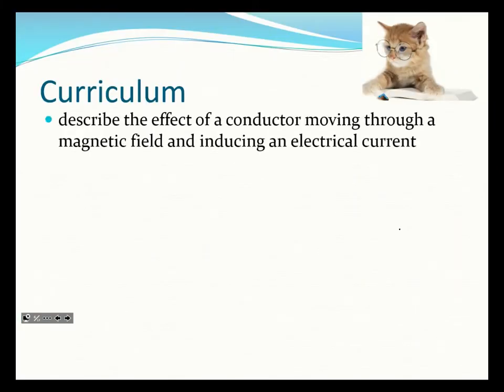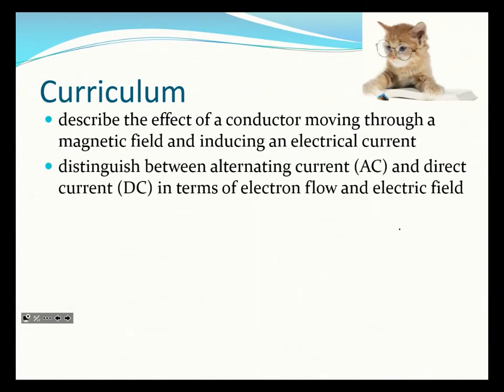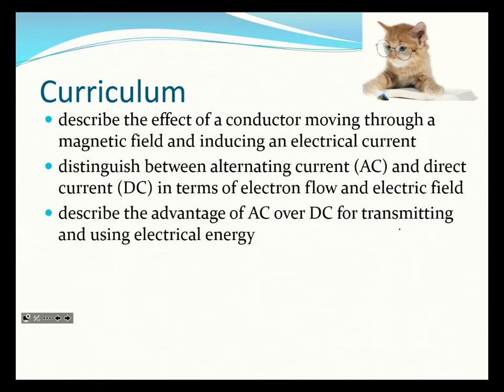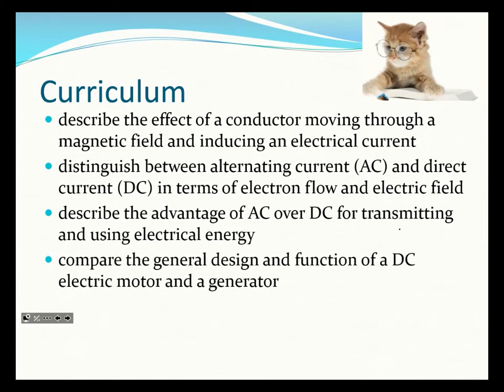So, curriculum, you need to describe the effect of a conductor moving through a magnetic field and inducing an electrical current. Distinguish between alternating current and direct current in terms of electron flow and electric field. Describe the advantage of AC over DC for transmitting and using electrical energy, and compare the general design and function of a DC motor and generator.